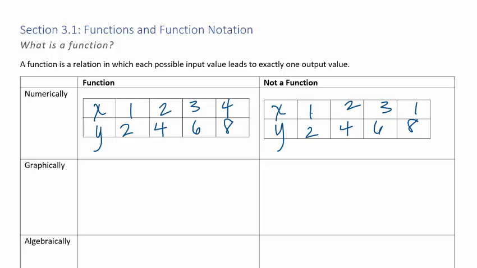Okay, notice that the 1 is paired with both a 2 and an 8, and the input of 1 is paired with more than one output, and that does not satisfy this definition of a function. So in short, if you just look at a table of values, the fastest way to tell if it's a function or not is to see if the value of the input or independent variable repeats. And if it does, that is not a function.